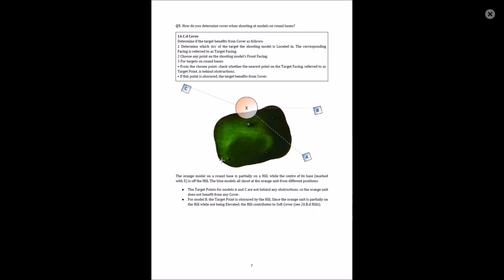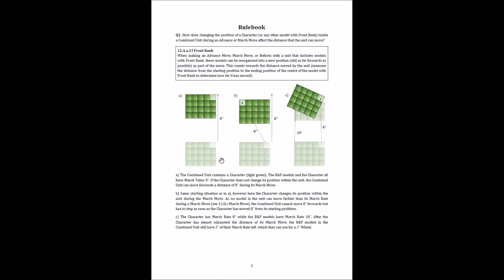Moving on. What do we got? We've got too many advances. First page. How to use this document. You read it and you interpret it. Pretty simple. Yeah. First thing they did was they showed moving a character within a unit when you advance with a unit.